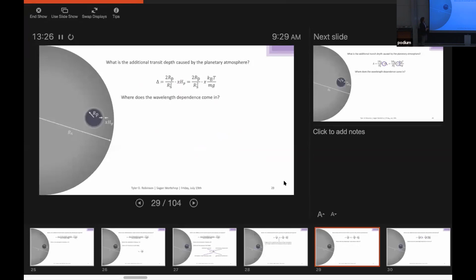And so it comes in these factors X here. Where the atmosphere has strong opacity, it's going to appear larger when silhouetted on the disk of the star. And where it has low opacity, it's going to appear smaller when silhouetted on the disk of the star. And so that fudge factor X is going to have a wavelength dependence to it.